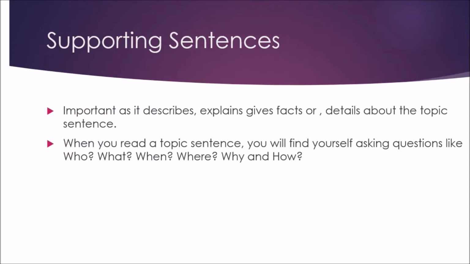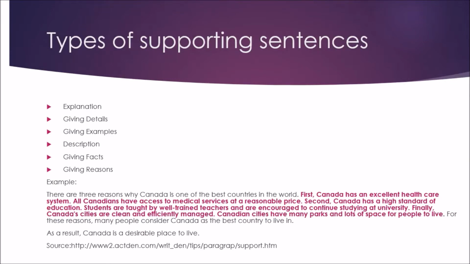So it's important as it describes, explains, gives facts or details about the topic sentence. And so when you read the topic sentence, you will find yourself asking questions like who, what, when, where, why, and how. So there are many types of supporting sentences, and that depends on the topic sentence and the purpose of the topic sentence. So a supporting sentence can explain, can give details, it can give examples, it can describe, it can give facts, and it gives reasons.